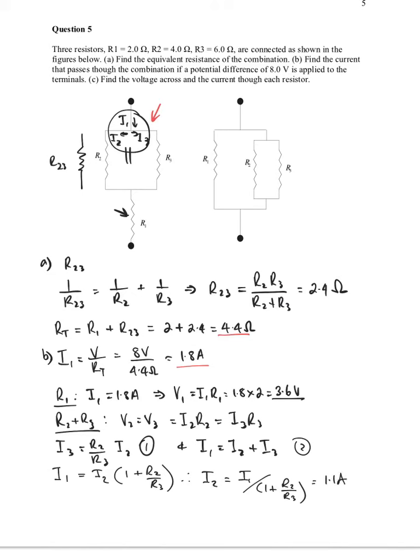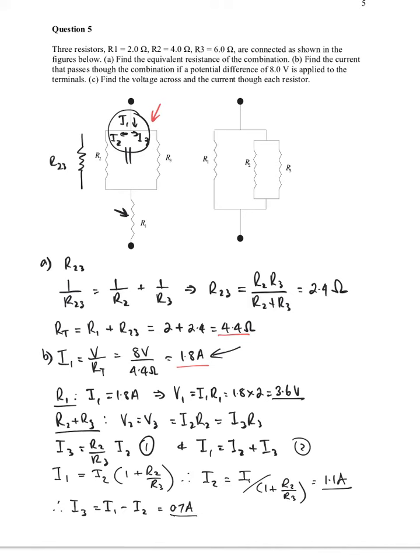So we know the values of the resistors. Okay, so we know the current flowing through I2 now is 1.1 amps. So it's pretty trivial to figure out how much is flowing through I3, because we've got a total of 1.8 amps flowing in and we've got 1.1 going to I2. Therefore, I3 is just going to be I1 minus I2. And that's going to be 0.7 amps. So now we have the current flowing through all of them.